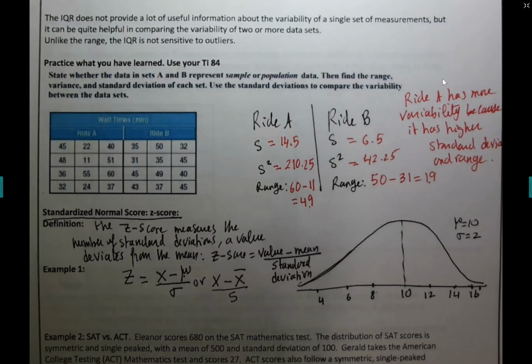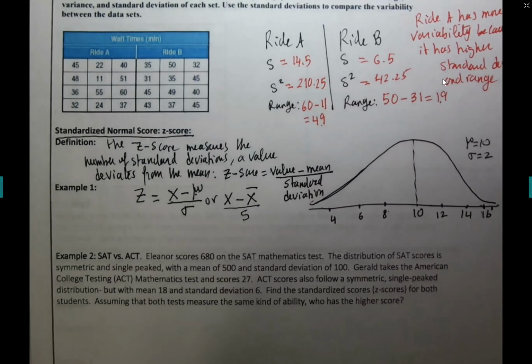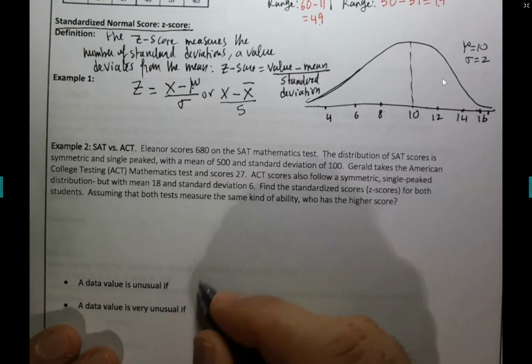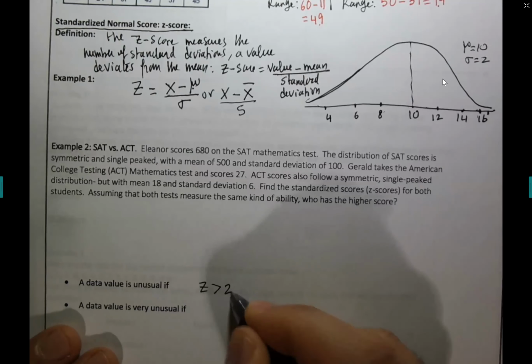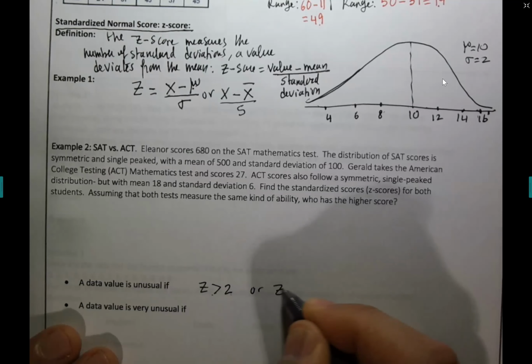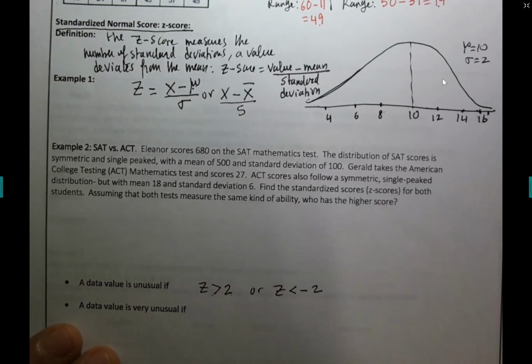Now, a z-score will be unusual if it goes beyond 2, more than 2, or less than -2. That's unusual, guys.